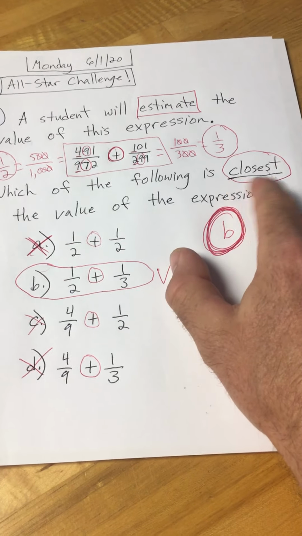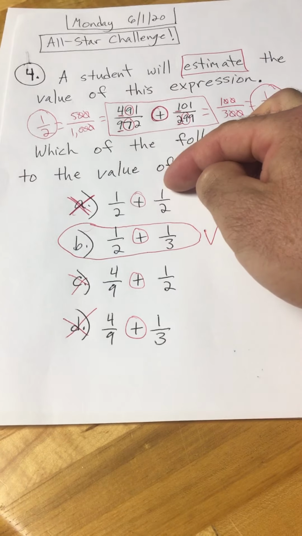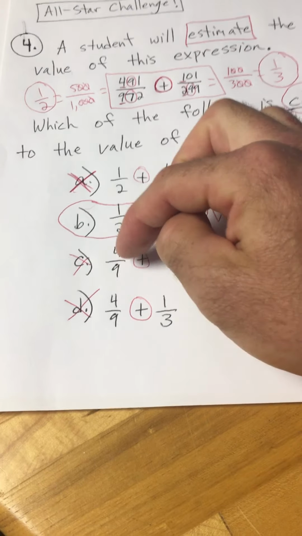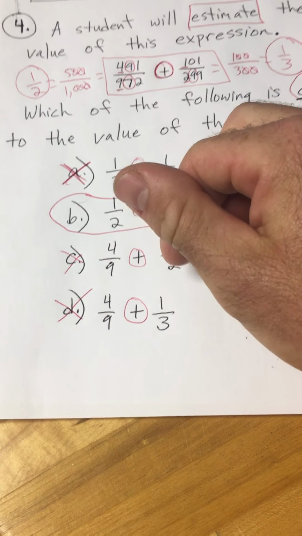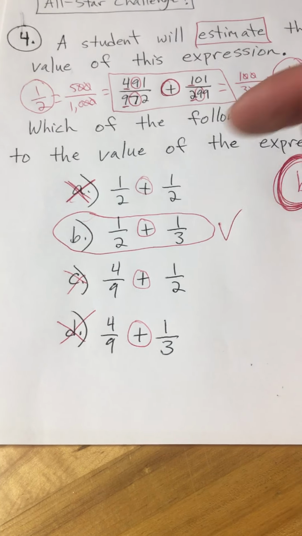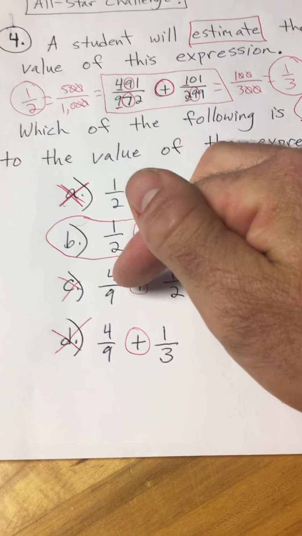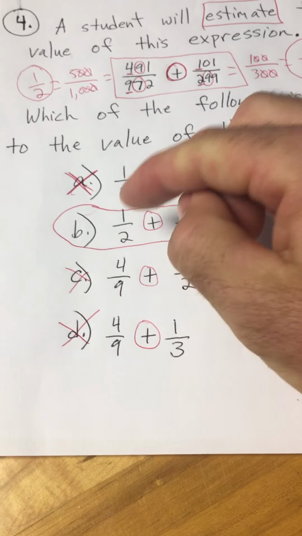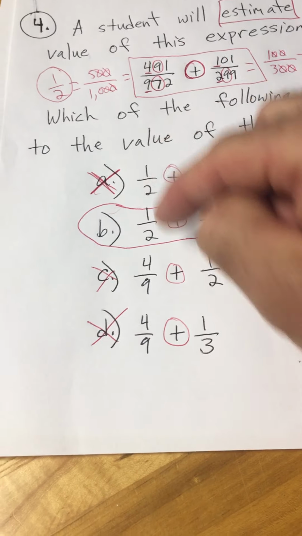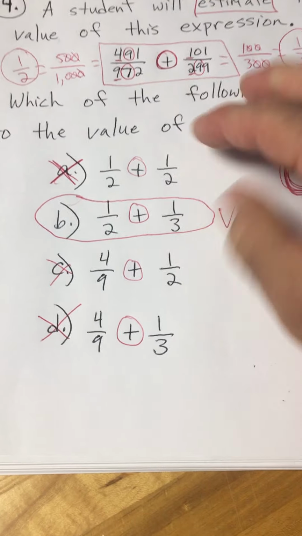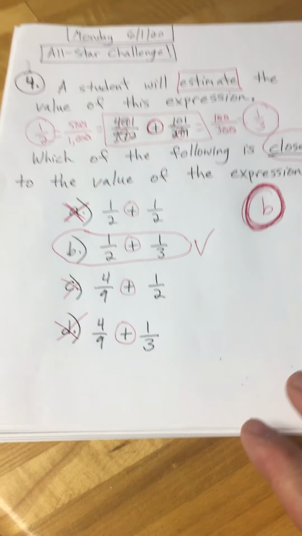Closest was bolded, or it had an underline here. So that lets you know that some of them are also going to be close. Like this was pretty close. 4/9 is almost half, right? 5/10 would be half. So 4/9 is just a little bit less than half. So those are kind of close, but this is closer. 1/2 is closer, okay? 4/9 is a little less than half, where our estimate here is about a half. So all of these are reasonably close answers, but the closest is the one that we estimated, 1/2 and 1/3.